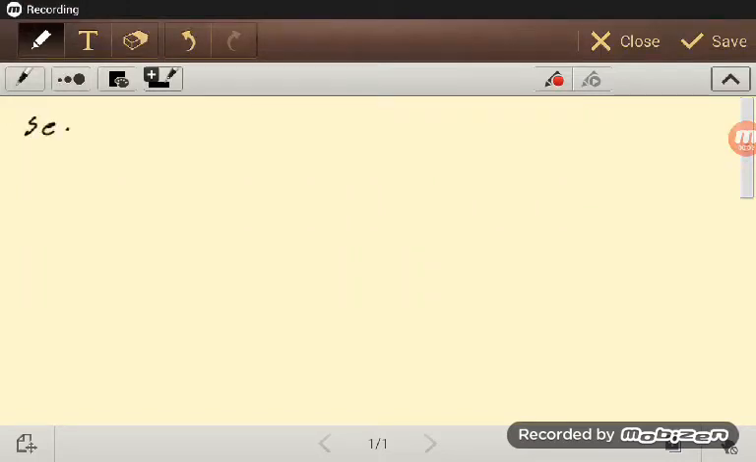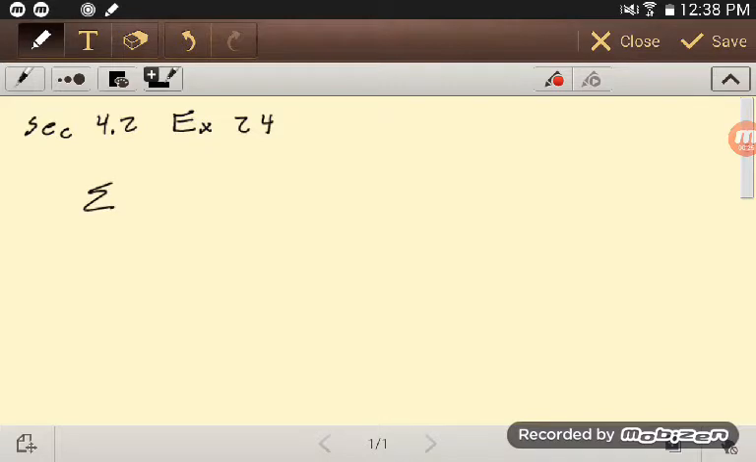So here is section 4.2, exercise 24. In exercise 24, they want us to get the formula for this summation and then use that to evaluate for n equals 10, 100, 1,000, and 10,000. So in 24, we have the sum i equals 1 to n of 2i cubed minus 3i divided by n to the fourth.